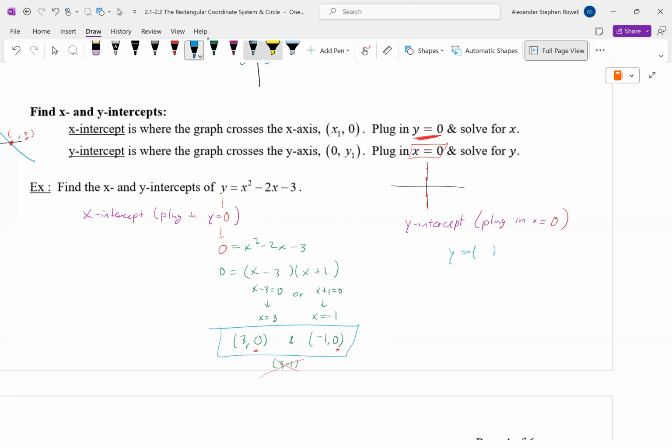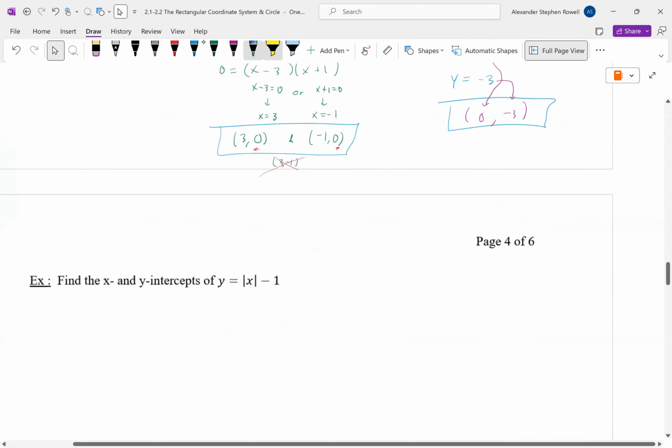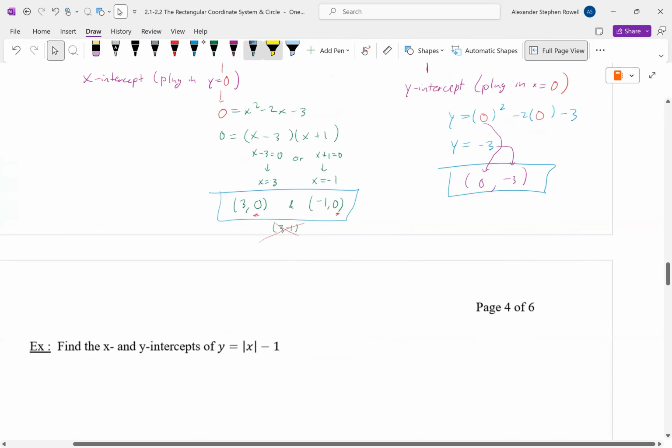y is equal to 0 squared minus 2 times 0 minus 3. y is equal to what? -3, and this corresponds to which ordered pair? We plugged in x is 0, and y is -3. In this form, these will always be 0, right? All right, any questions about that?